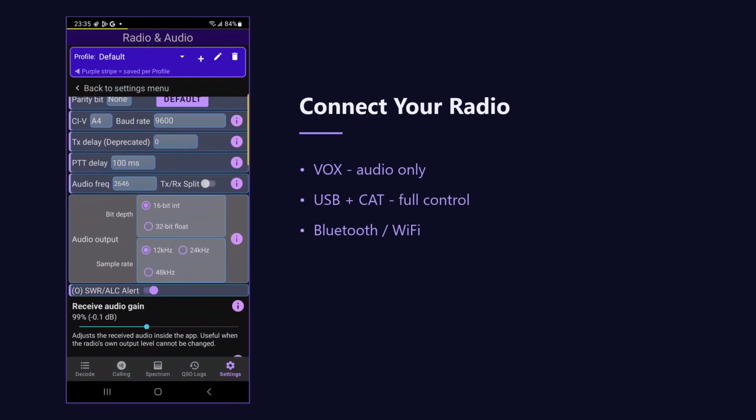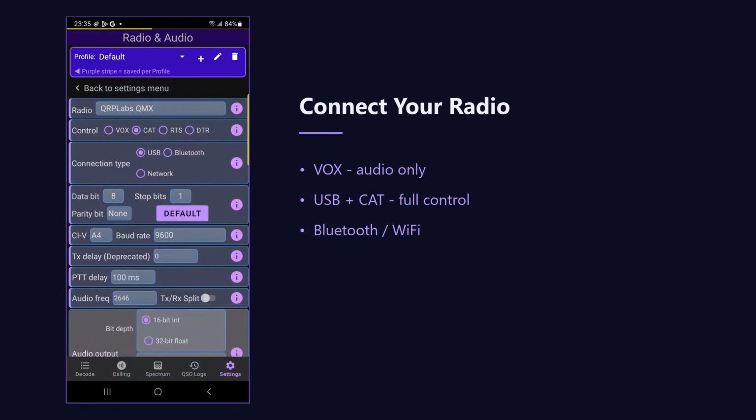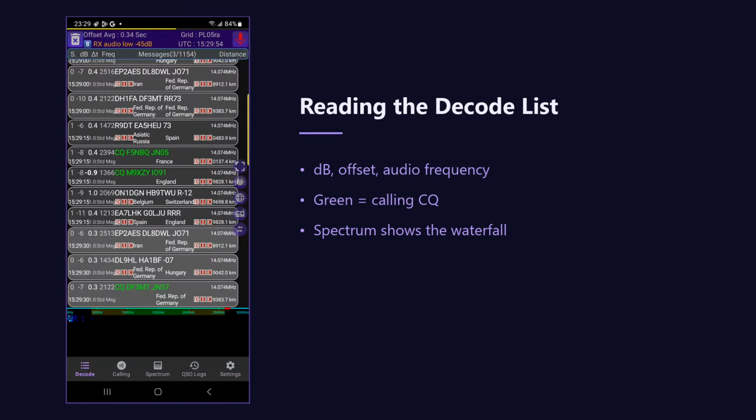Third is Bluetooth, for radios with a built-in serial port. Fourth is Wi-Fi, covering FlexRadio SmartSDR, ICOM's SBA1, and the Xiegu X6100. With these, even the audio travels over the network. No cables at all. With that set, go back to the Decode tab.